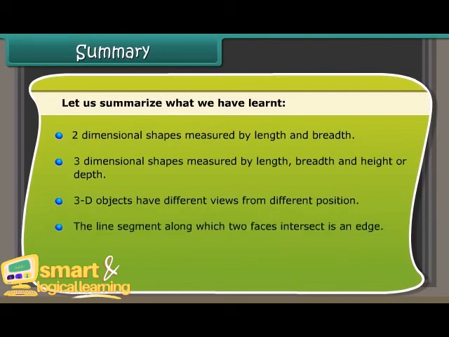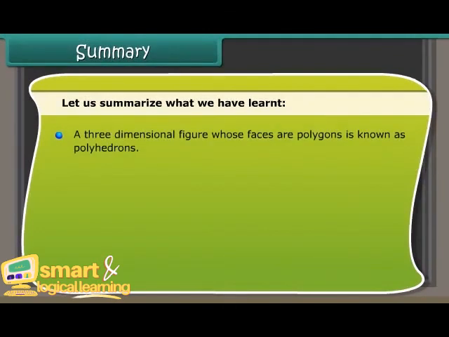The line segment along which 2 faces intersect is an edge. The points at which 3 or more faces meet are called vertices. A 3-dimensional figure whose faces are polygons is known as polyhedron. Both prisms and pyramids are named after their bases.